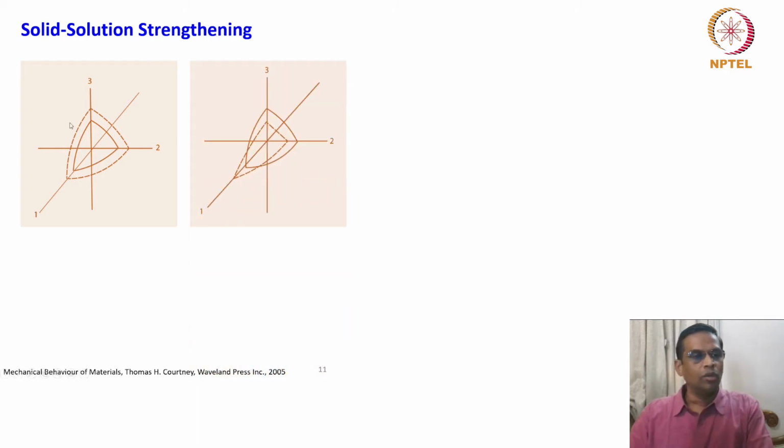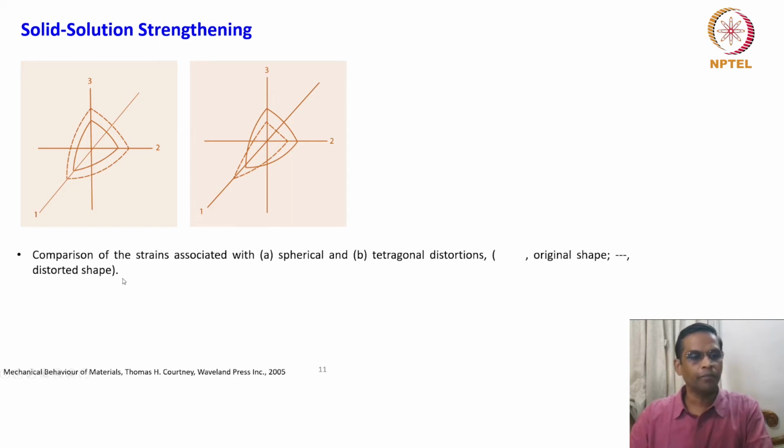Now we are going to look at it a little more closely. These two plots exhibit a comparison of the strains associated with spherical or tetragonal distortions. Okay, what is spherical distortion? What is tetragonal distortion? We can spend some time on this.